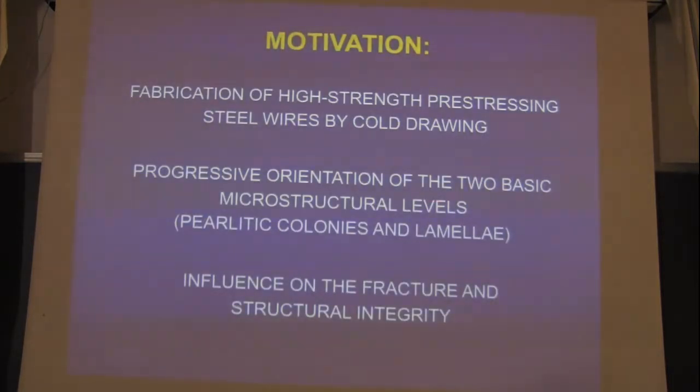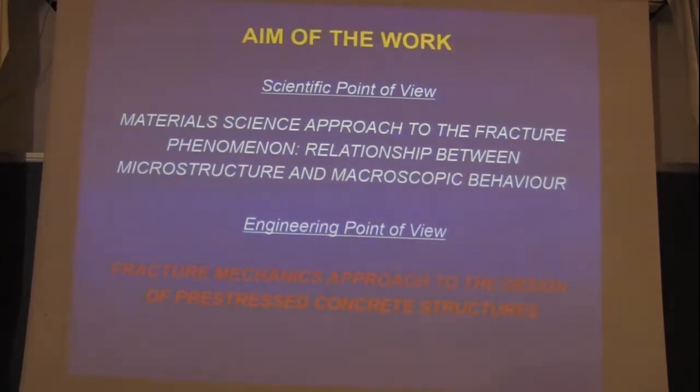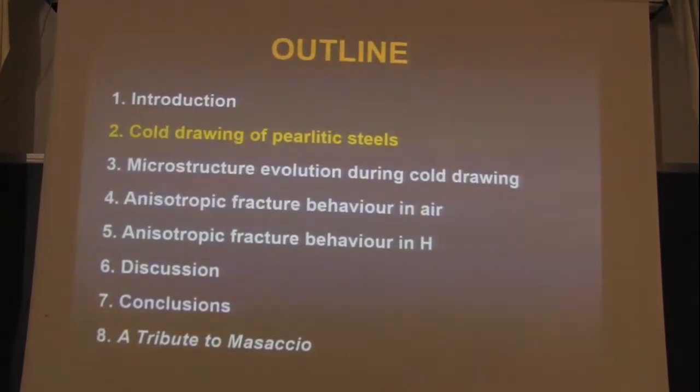The motivation, as usual: fabrication of high-strength precision steel wire by cold drawing produces progressive orientation of the two basic microstructural levels of pearlitic colonies and lamella, and this creates an influence on the fracture and structural integrity. The same as in Urbino, this is the aim of the work: a material science approach to the fracture behavior, the scientific point of view, and a fracture mechanics approach to the design of pre-stressed concrete structures from the engineering point of view.